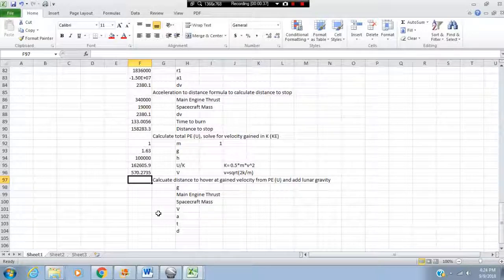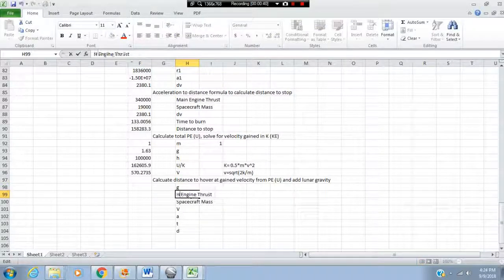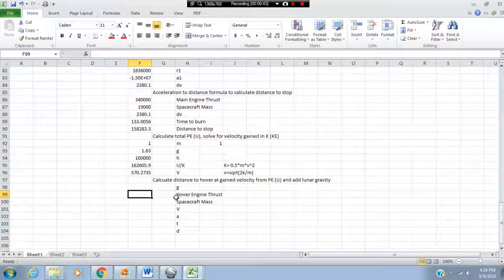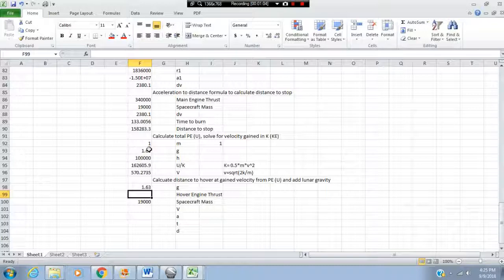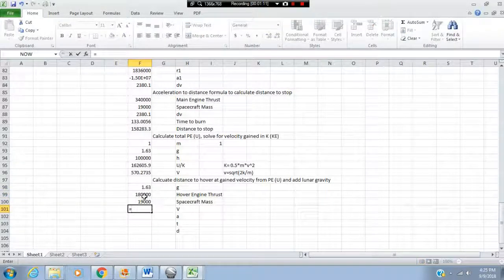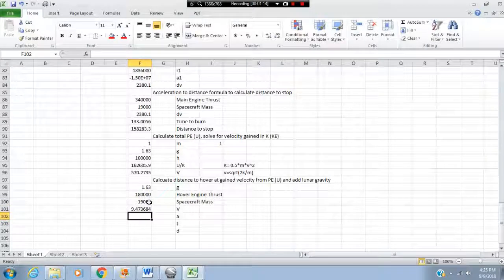So the next thing I need to do is calculate the stopping distance. So that's not the main engine thrust, that's going to be the hover engine thrust. That's a little bit weaker, so the acceleration is going to be right about 7 meters per second or so. So put your spacecraft mass in again. The G is going to be equal to the moon's G, so that carries. The hover engine thrust we're just going to estimate is 180,000 or something like that. Divide just to get acceleration, make sure that's right. 9.4, probably a bit high, so let's say 160,000. Still a little bit high, but whatever. We're going to enter that in later.